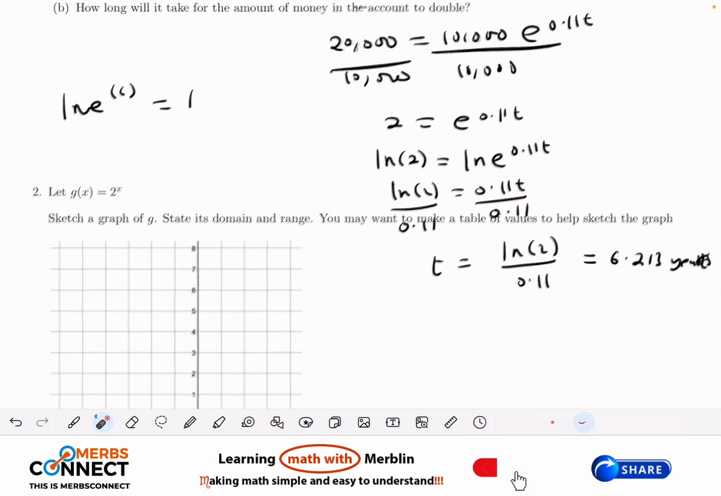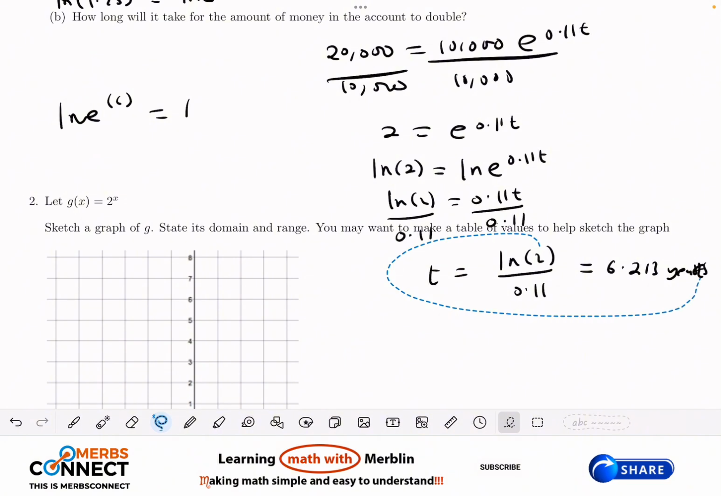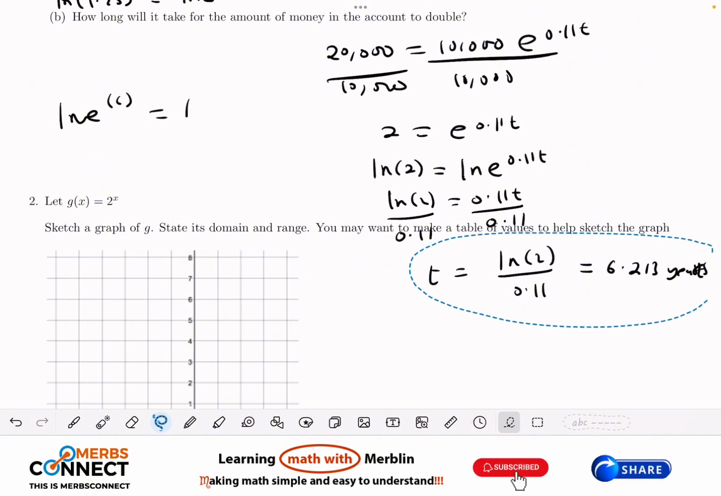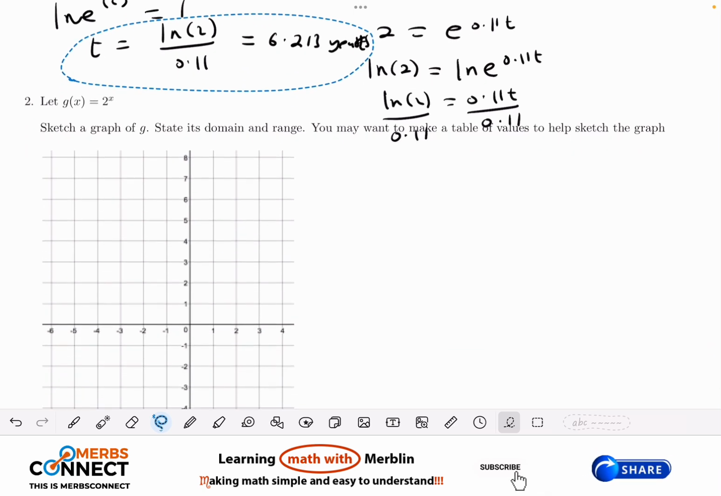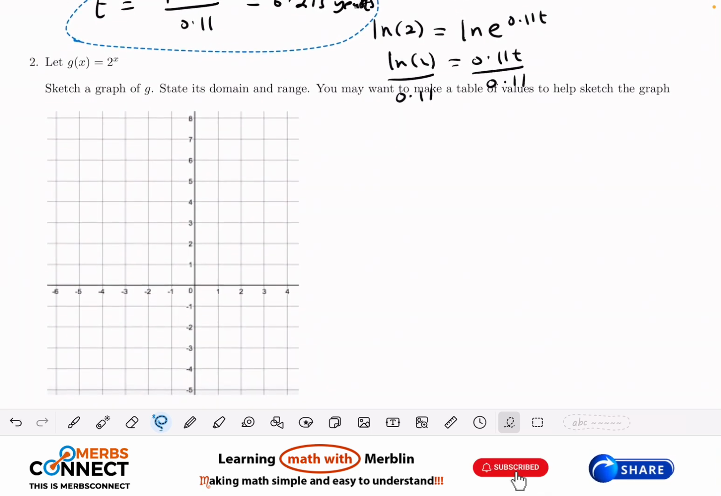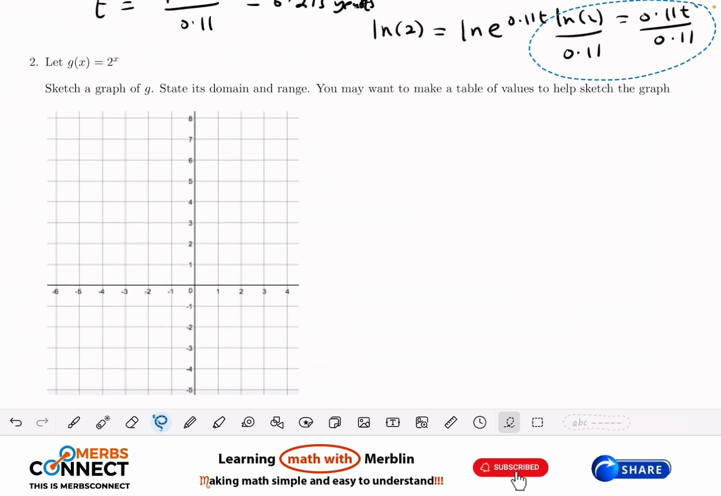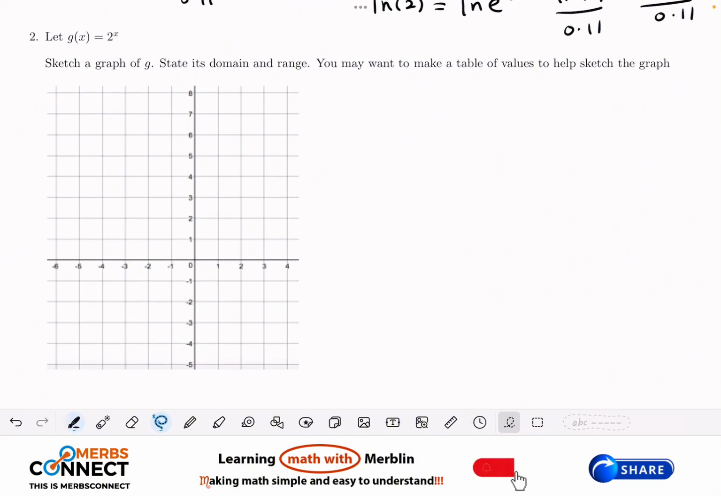Yes, so that's what we are going to get from this one too as well. Let me just put this one here. Now let's look at question 2. Now in question 2, we want to sketch, right? We have a graph and we want to sketch this.